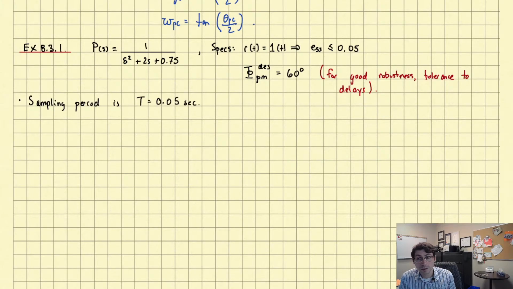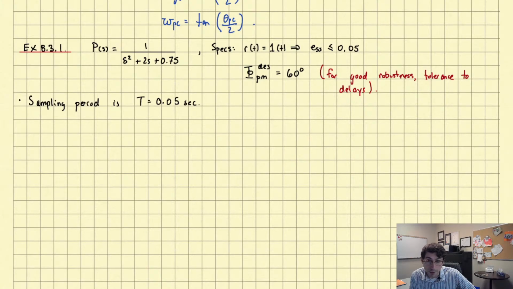seconds. Okay? Sometimes the sampling period is fixed by considerations other than control, right? Sensors run at a particular frequency and you can't do anything about it. Or, you know, the computer is doing other things besides feedback control, right? So you can't dedicate all the resources to doing the control.